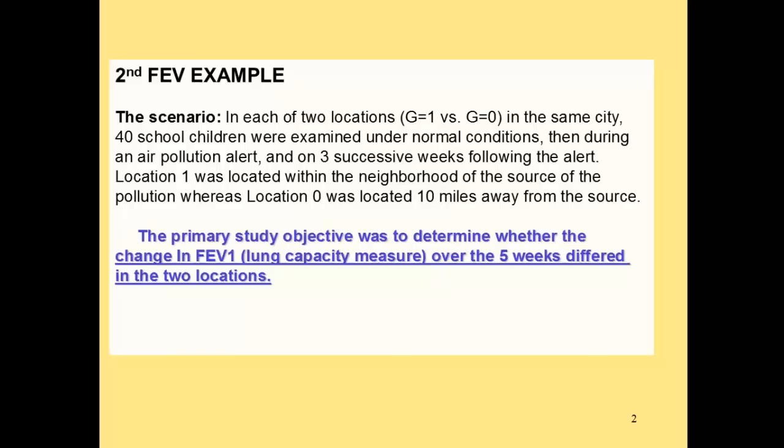Another way to say it is whether week 1 versus the other 4 weeks for location 0 differs from week 1 minus the other 4 weeks for location 1. So that's a second question. You see how it's more complicated? Because now I have 2. And you might say this is just a little extra example from the FEV, but what does it do to us?